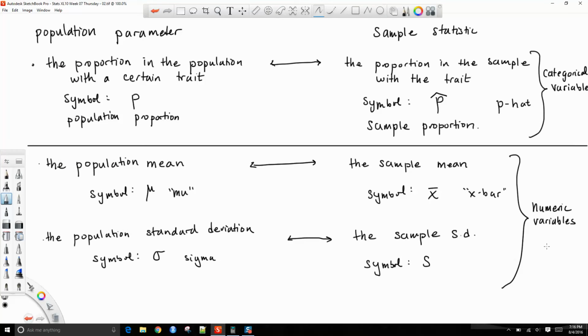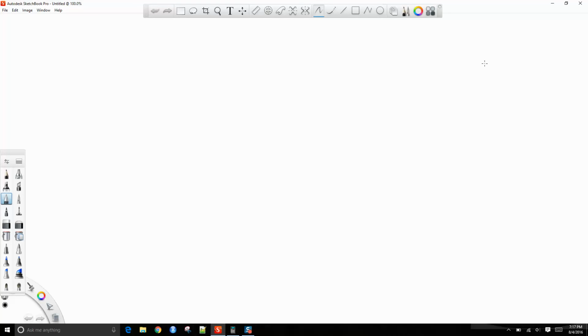Okay. And so, oftentimes we want to make conclusions about one of these population values, and to help us with that, we have to look at their corresponding sample statistic. Okay, all right, so let's just have some general ideas about sampling.